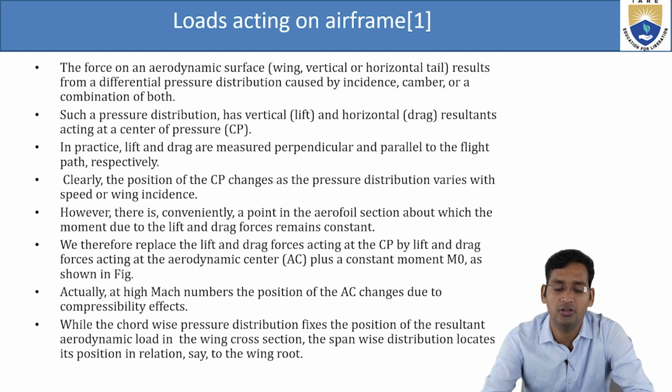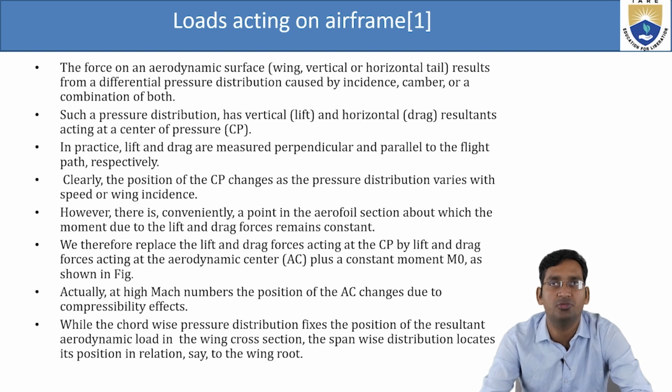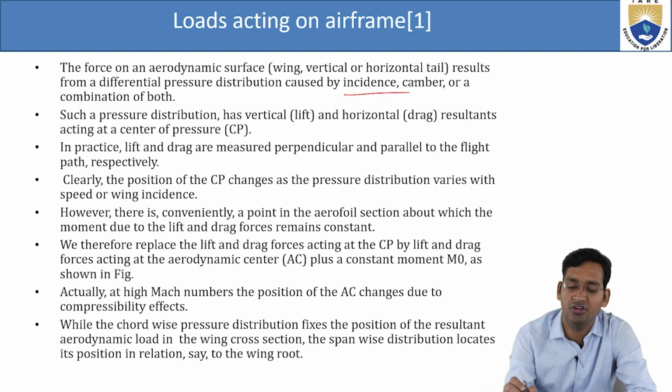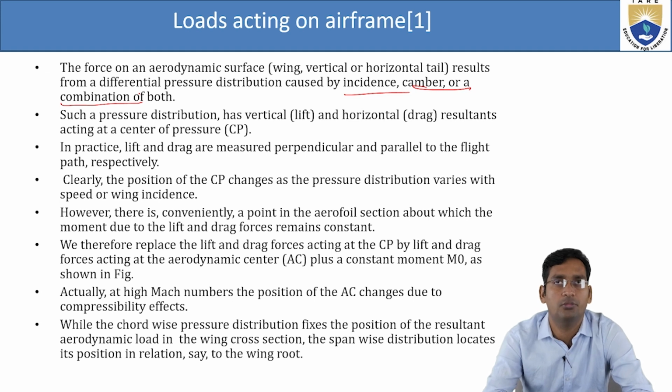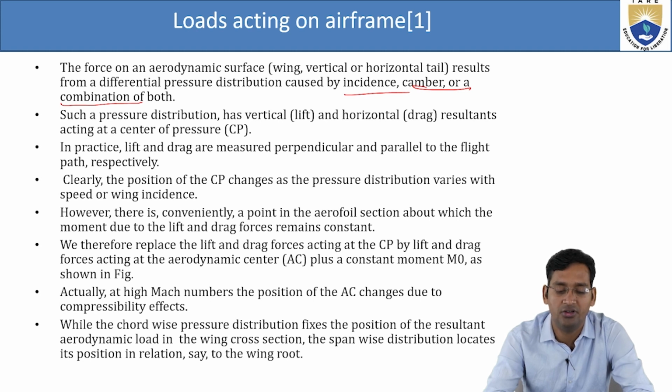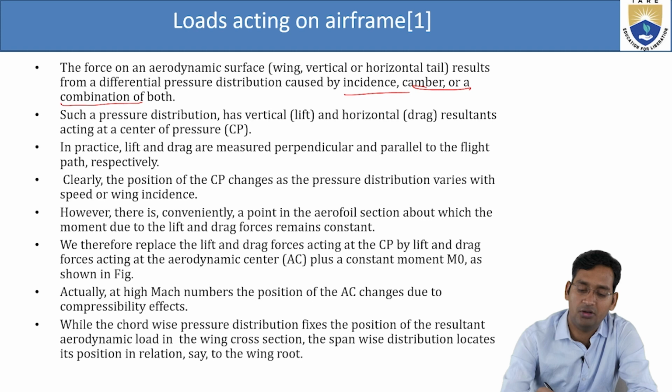Now next is loads acting on the airframe. The force on an aerodynamic surface, that is wing, vertical and horizontal tail, results from a differential pressure distribution caused by incidence, camber or a combination of both. Such a pressure distribution has vertical lift and horizontal drag resultants acting at a center of pressure.